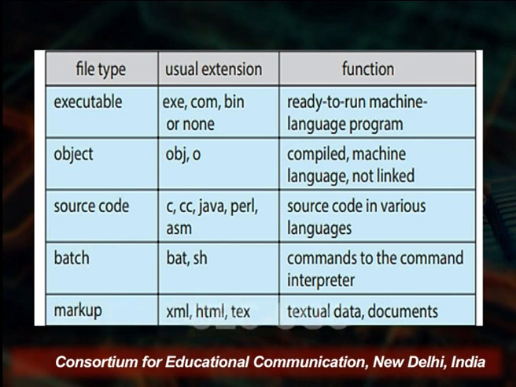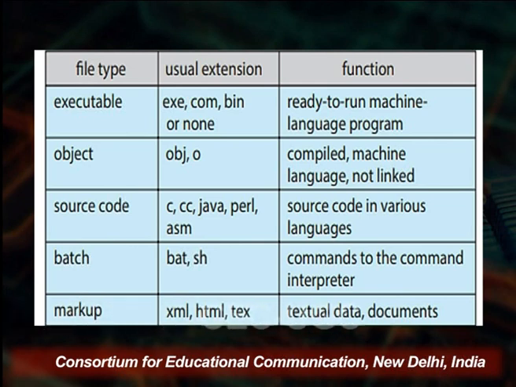So, with all these operations, let us quickly see what file types are commonly used. One file type could be executable. The usual extensions are .exe, .com, .bin, and these are ready to run machine language programs which are executed directly on the system. Then we have object files with extensions .o or .obj. These are compiled machine language which is not linked, just the compiled, not the linked one.